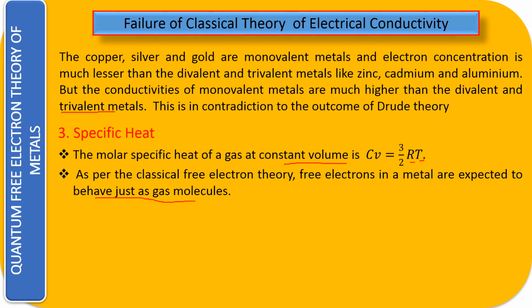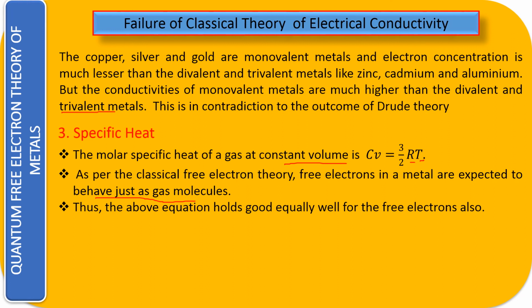All right. However, as per the classical free electron theory, free electrons in metals are expected to behave just like gas molecules, because in this classical theory the electrons are free and moving like gas particles. So naturally these particles should also have the molar specific heat. Thus the above equation holds equally well for electrons also. Cv equal to 3/2 RT should be applicable to electrons also, because they behave like gas particles.